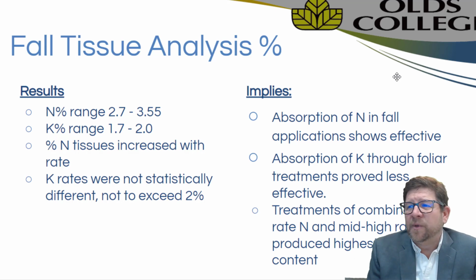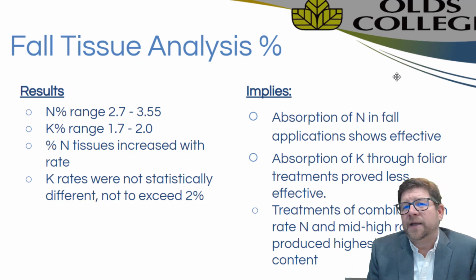In the granular study beforehand, it showed the greatest cold temperature tolerance when percentage of potassium rates were higher than 2, and we got as close to 4 with granular applications. So percent nitrogen tissues did increase with the rate, but K not so much.